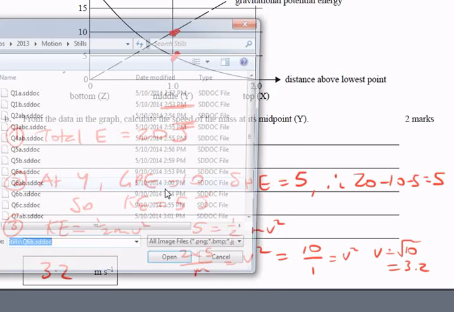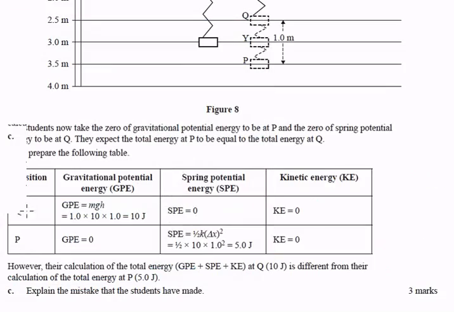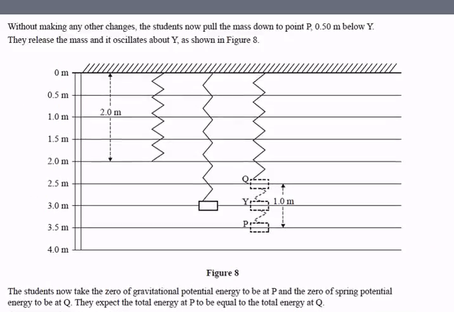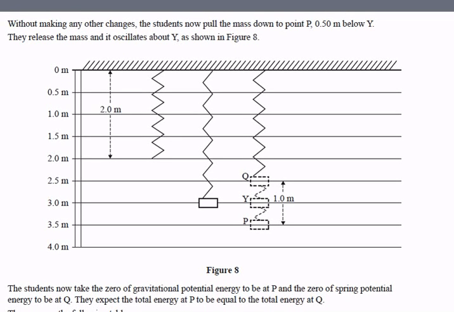Alright, now this last question, this 6C, which was the hardest question, I think. From memory, only 6% of people got full marks on this question. It was a very tough question.